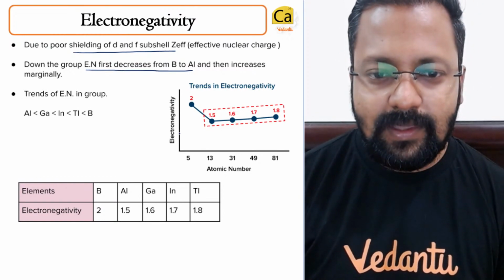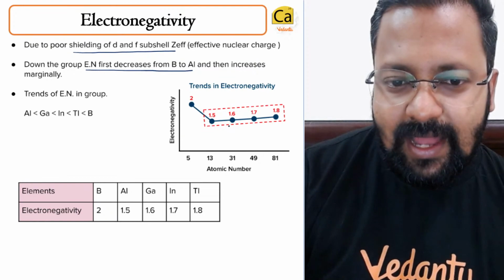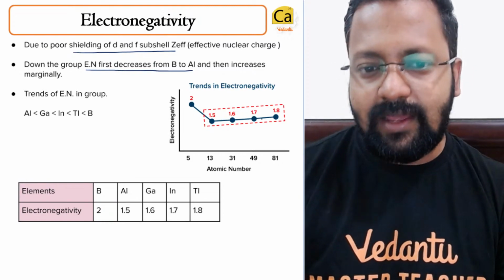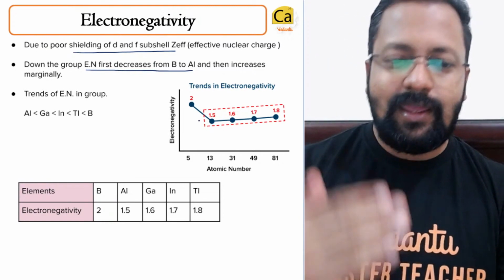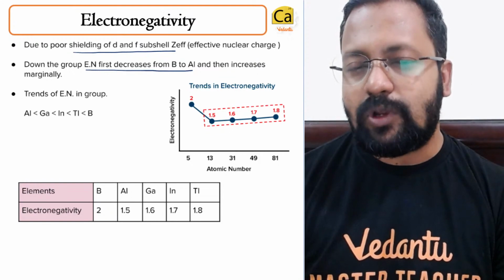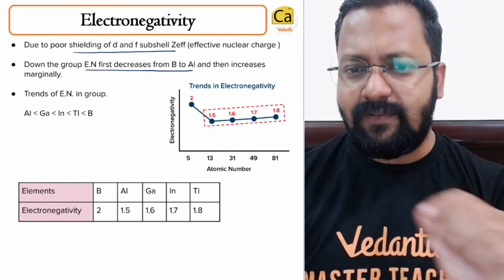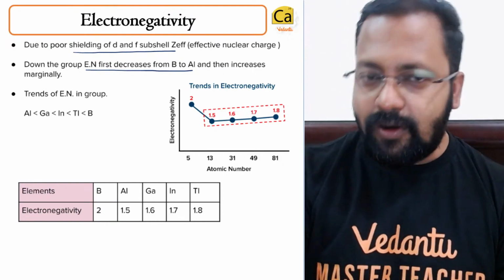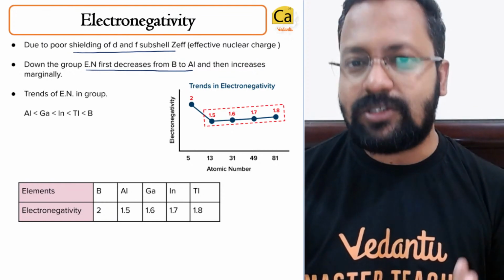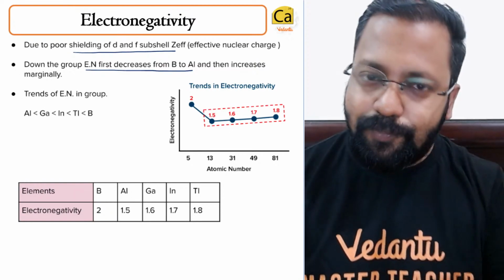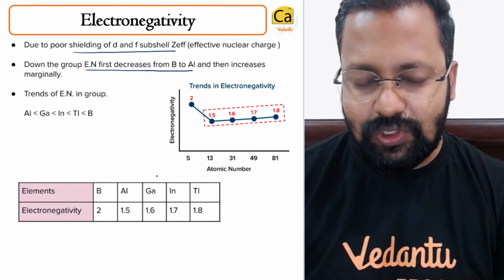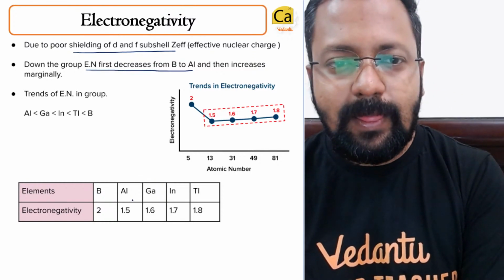Okay, is that clear? A slight increase is observed from moving from aluminium to thallium, because the d orbital and the f orbital are not capable of shielding the nuclear charge properly. So the last electron is perceiving an increased nuclear attraction, or this non-diminished nuclear charge can pull the electrons from a covalent bond to a greater extent. Okay, so let's move ahead.